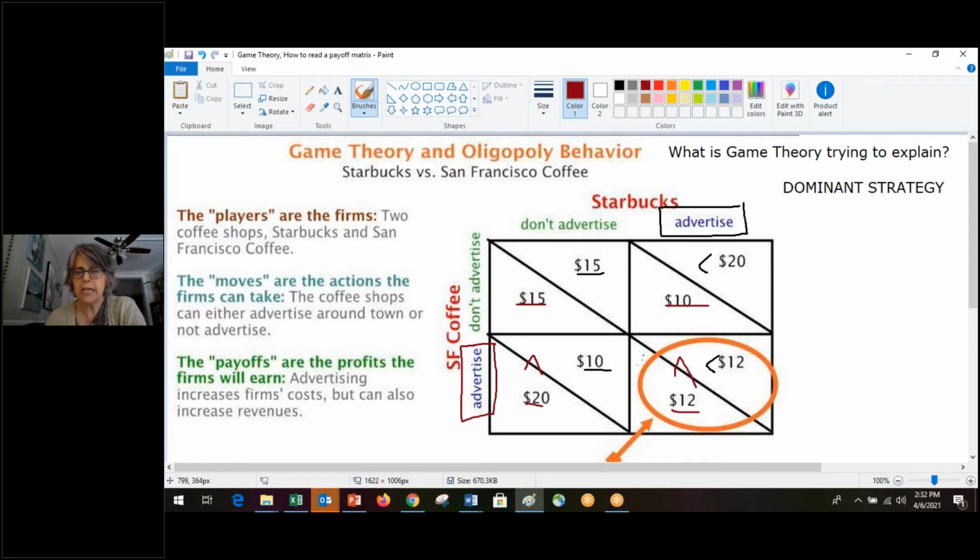Again, once you get to this circle right here, if you are Starbucks, the only thing you can choose to do is to not advertise, and you would have less money. If you were SF Coffee, the only thing you could choose to do would be to not advertise, and you would have less money. So there's no incentive to move away from this spot once you get there. That's a Nash equilibrium. A dominant strategy is where one outcome is better no matter what than the other.